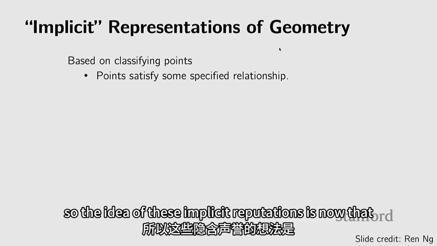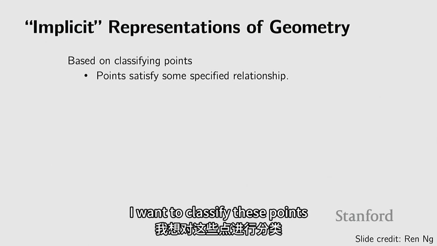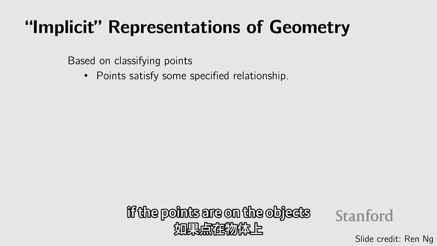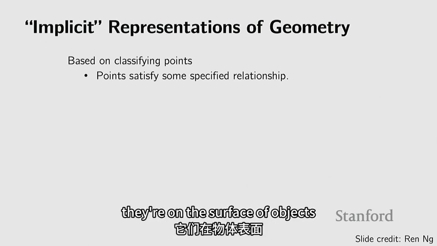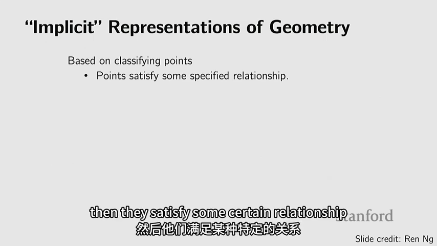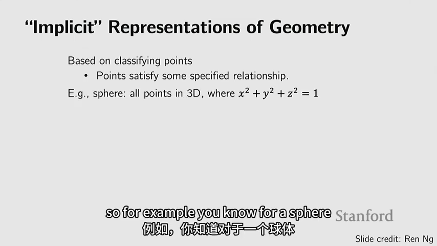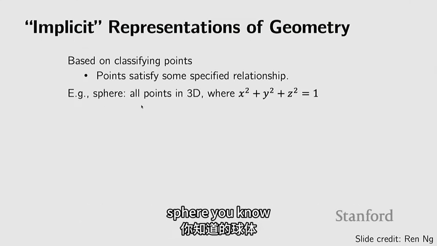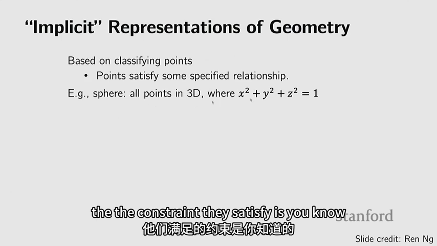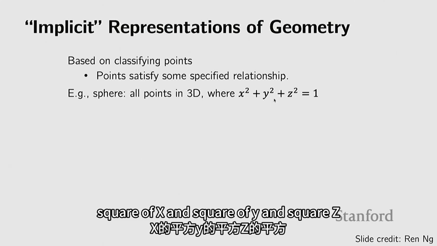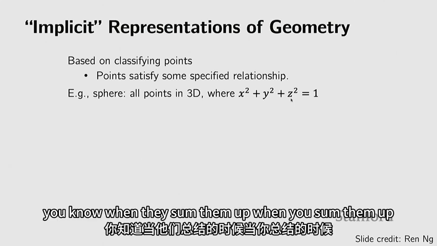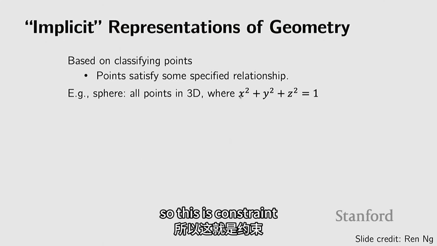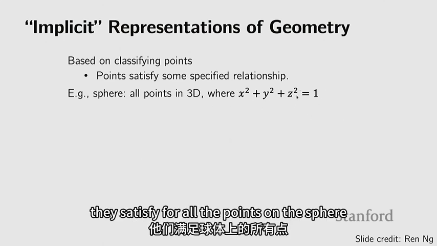So the idea of these implicit representations is that I want to classify these points. I assume that if the points are on the surface of objects, then they satisfy a certain relationship. For example, what will be the points on the unit sphere? The constraint they satisfy is that the square of x, square of y, and square of z, when you sum them up, equal 1, right? So this is the constraint they satisfy for all the points on the sphere.